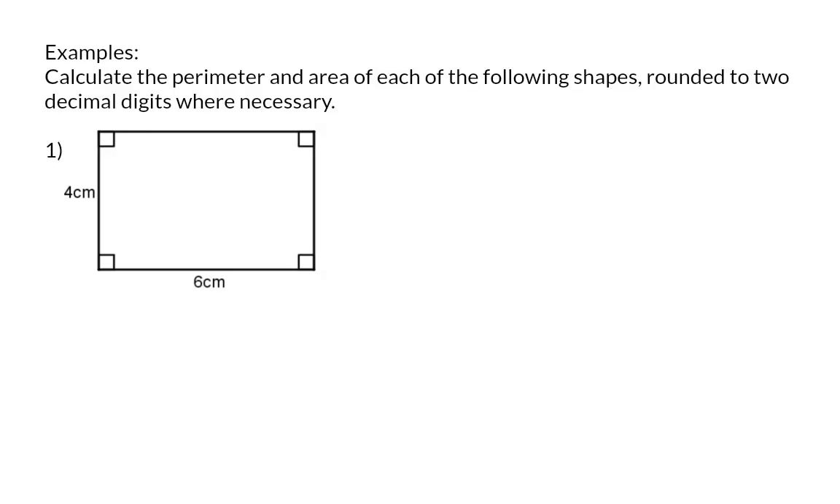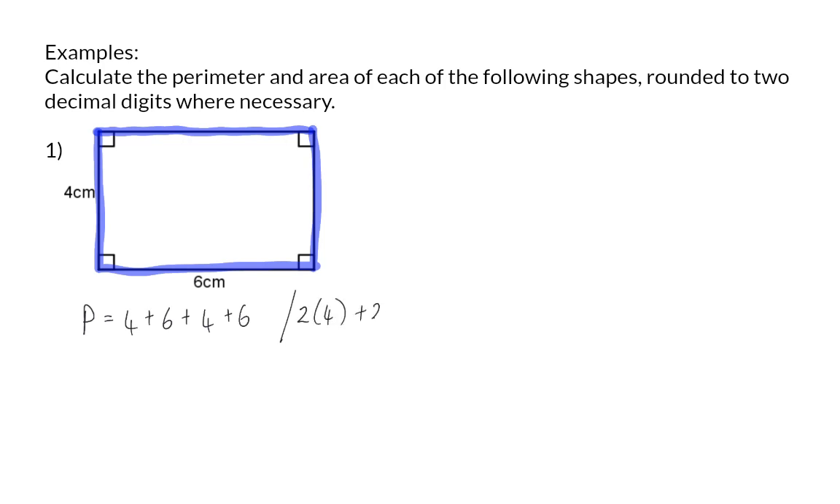Calculate the perimeter and area of each of the following shapes, rounded to 2 decimal digits when necessary. The first shape is a rectangle, and for that the perimeter is equal to 4 plus 6 plus 4 plus 6, which we could also have written as 2 sides of 4 plus 2 sides of 6. The perimeter will be 20 centimeters.